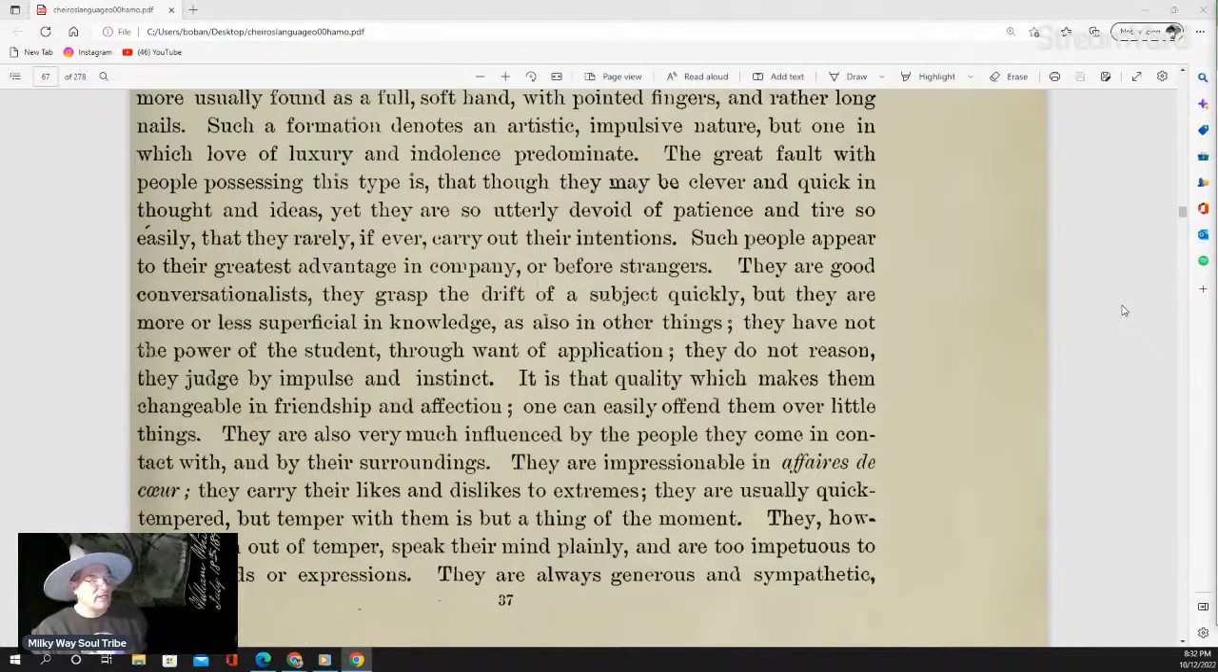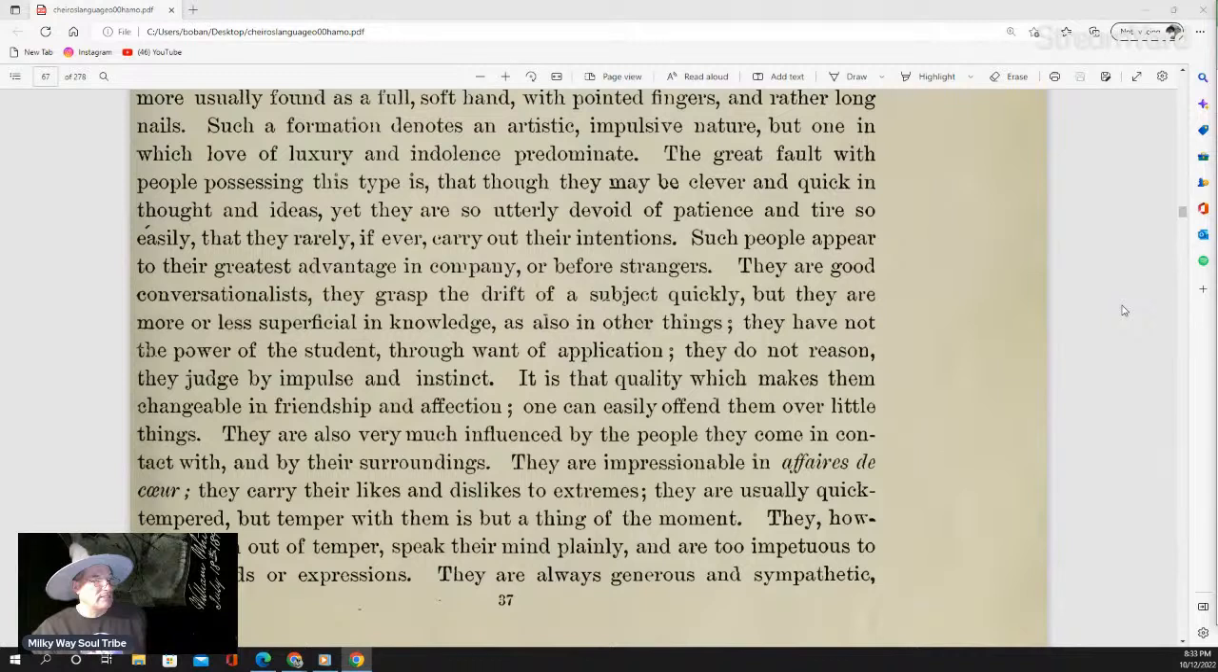They are good conversationalists. They grasp the drift of a subject quickly, but they are more or less superficial in knowledge. As also in other things, they have not the power of the student, through want of application. They do not reason. They judge by impulse and instinct. It is that quality which makes them changeable in friendship and affection. One easily offends them over a little thing. They are also very much influenced by people they come in contact with and their surroundings. They are impressionable in affairs.